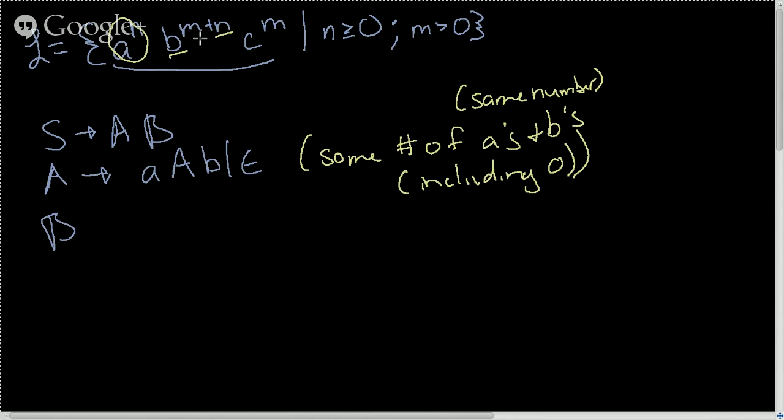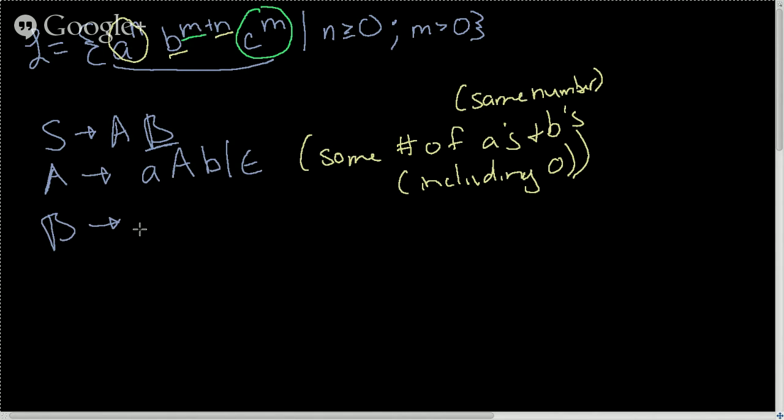Now we need to deal with B to the m and C to the m. And we can basically just do the same thing. It's very easy. So we have B from this B right here.